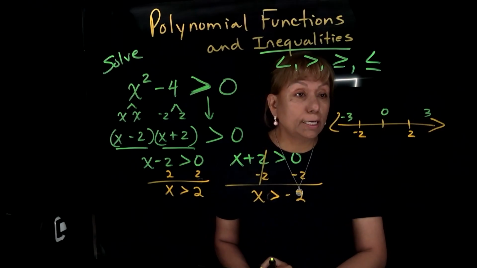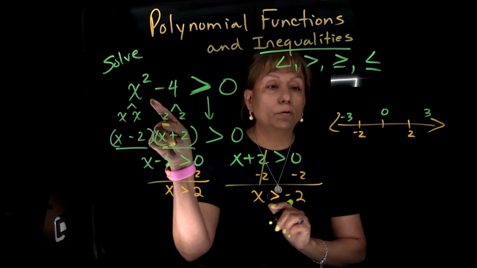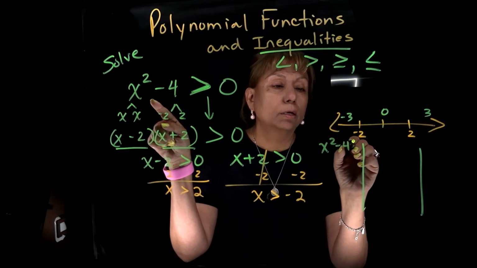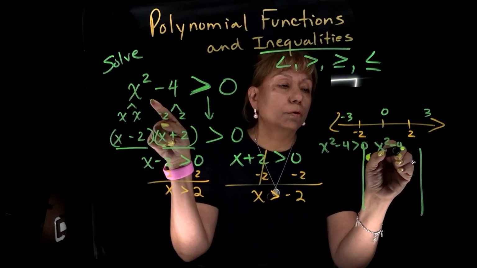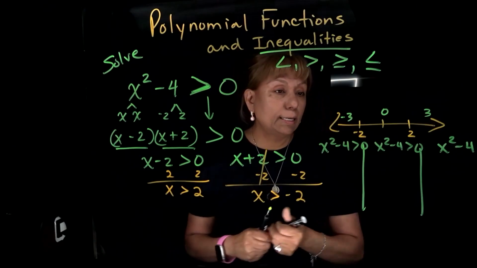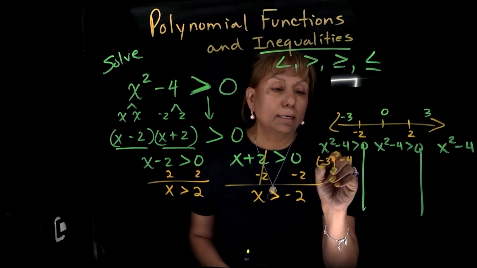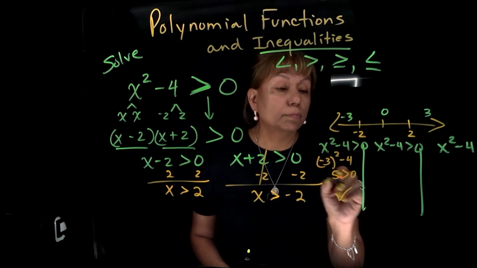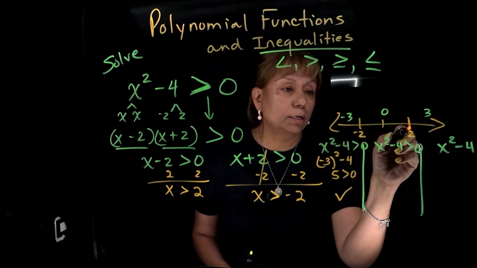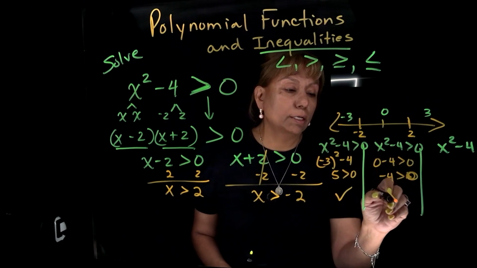We take each one of those test points and plug them into our original inequality. So basically, we're solving this problem 3 times: x squared minus 4 greater than 0. We plug in a negative 3 squared minus 4. That's 9 minus 4, which is 5, greater than 0. That's true. Then we put a 0 in for testing the interval between negative 2 and 2. 0 minus 4. Well, negative 4 is not greater than 0, so that's a no.